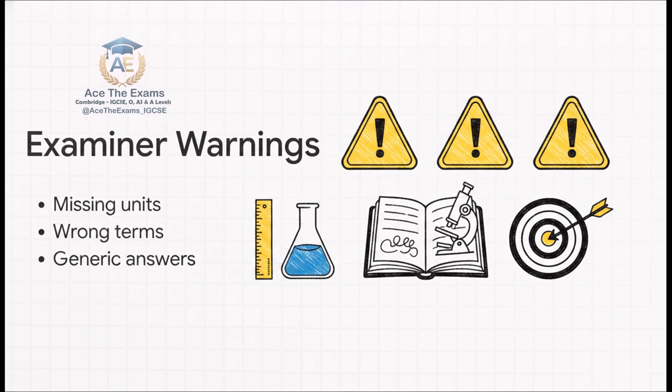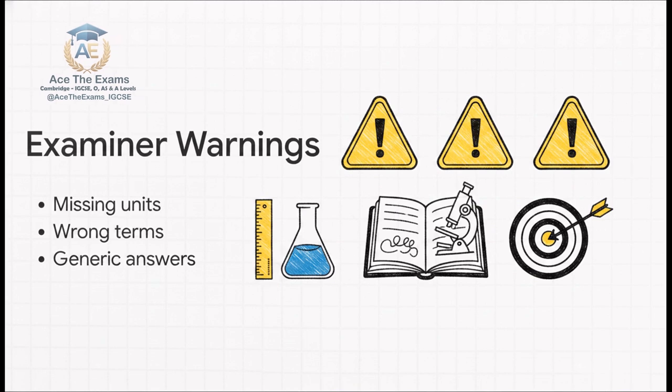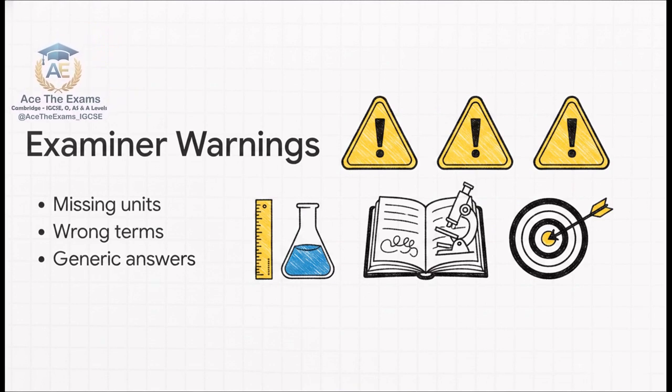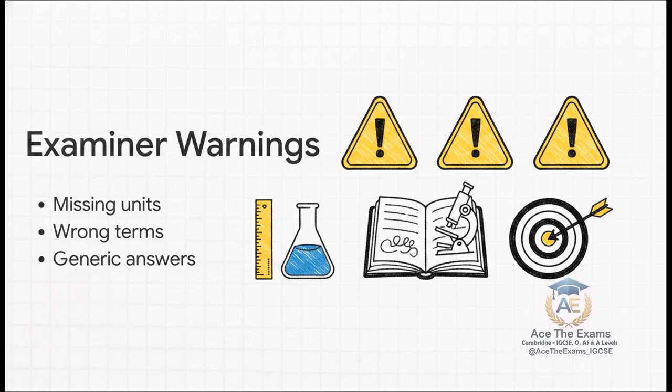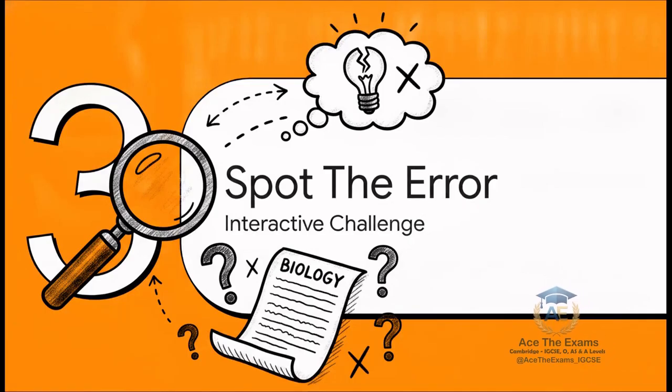Here are the top 3 examiner warnings directly from the principal examiner reports. Number 1, forgetting to include units in calculations. That literally throws away easy marks. Number 2, forgetting to double-check those units and your biological terminology. And number 3, which is honestly the biggest killer, giving answers that are not specific to the context given in the question stimulus.